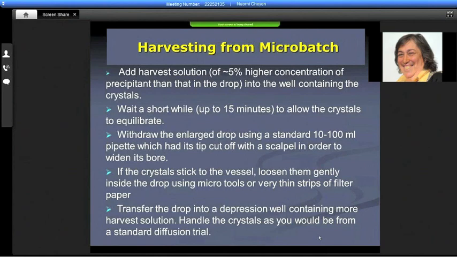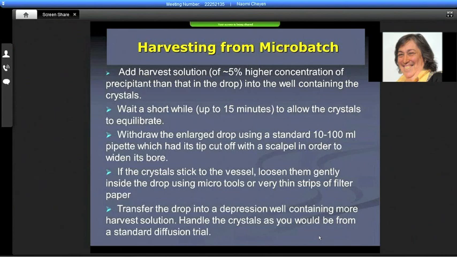You just add harvest solution or cryoprotectant solution into the well containing the crystals. So the crystals are sitting there under oil in those wells which I've shown. You wait a while, usually 5 to 10 minutes is enough, but say up to 15 to make sure that the crystals are equilibrated and they're not cracking. You then withdraw the enlarged drop, because yes, you've got your drop, you've added say 5 to 10 microliters of either the cryo or the harvest solution to that 1 microliter drop.